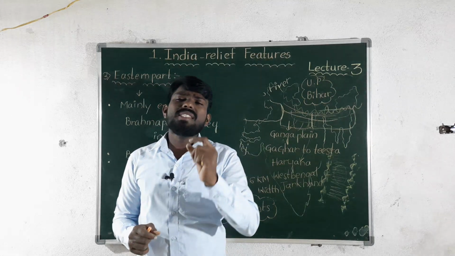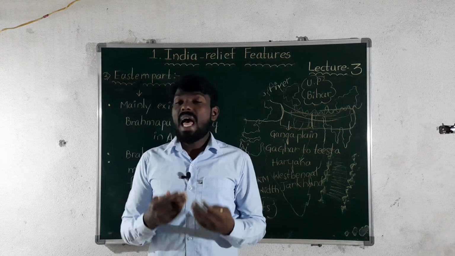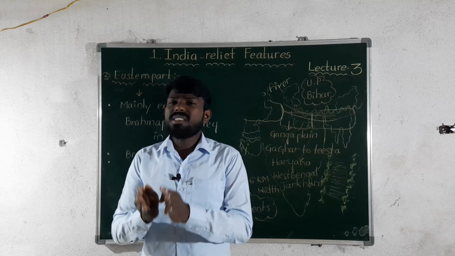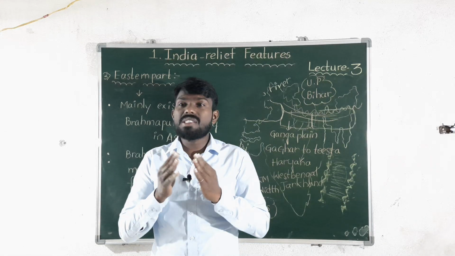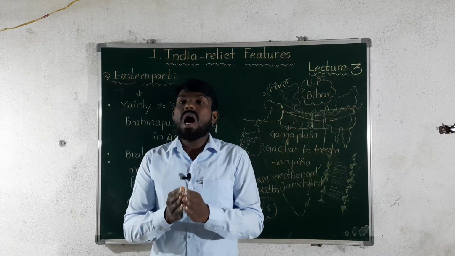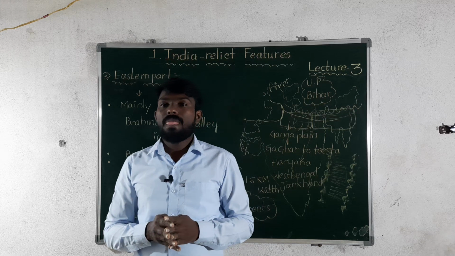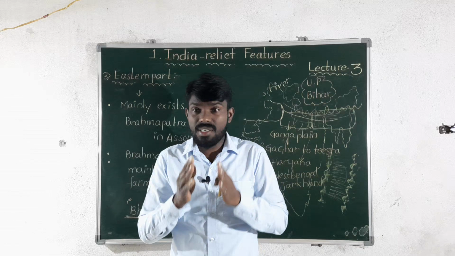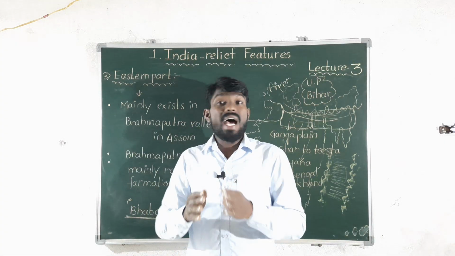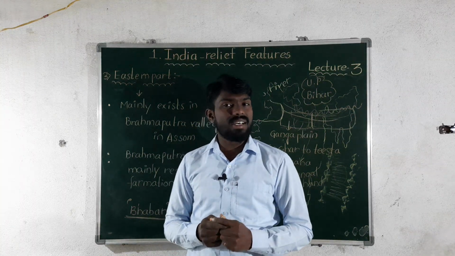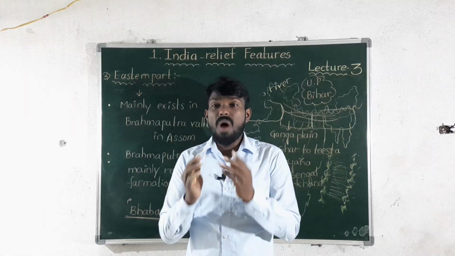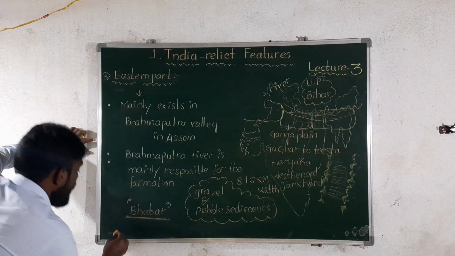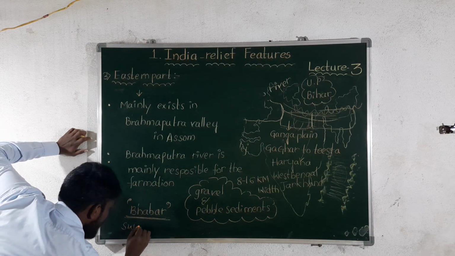Bhabar is porous in nature, which means it allows water to pass through it. Small rivers and streams flow underground through the Bhabar and appear in lower areas and form swampy and marshy region.